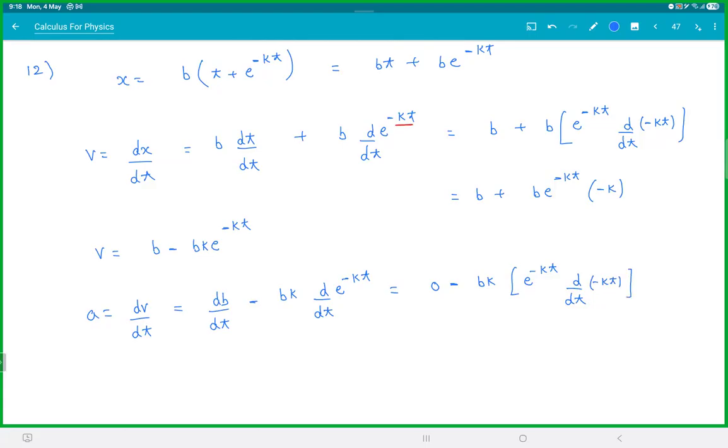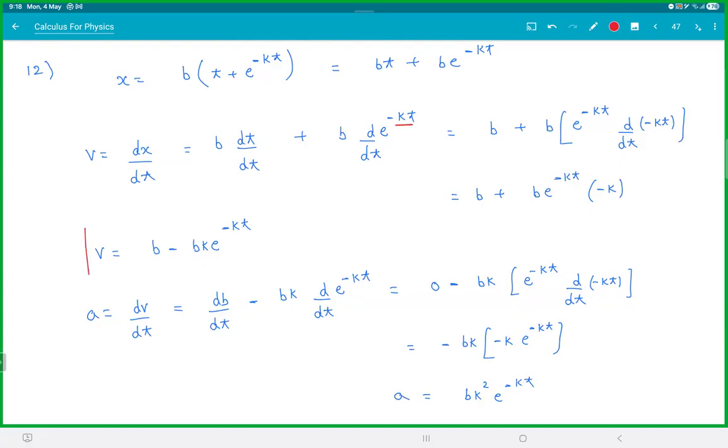Right? In the exam you should not be writing this many steps. You should learn to skip. But anyway, in class notes, it is fine. So that would be like a minus k e power minus kt. This would be bk square e power minus kt. This is your acceleration. Perfect.